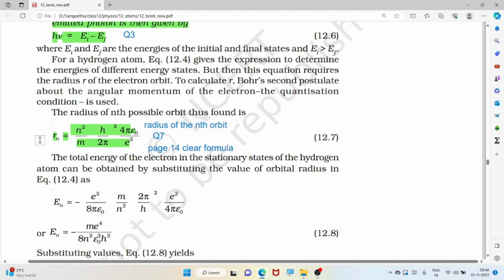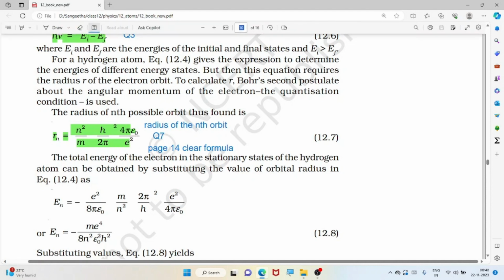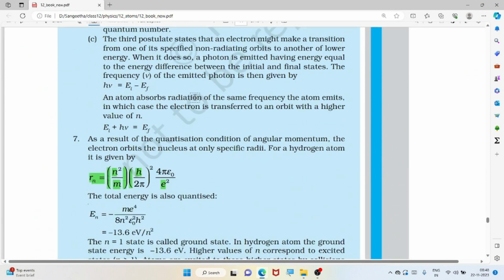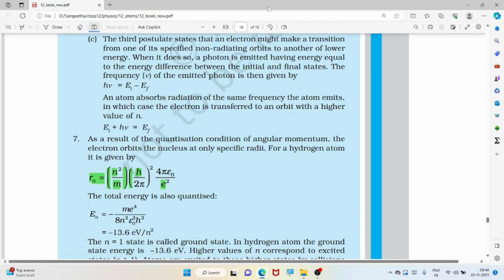Okay, this is the radius of the nth possible orbit. Actually it is not clear here, so go to page 14. See here, h by 2 pi squared, they have to put the bracket, right? The bracket is not there here. See here, they have put the bracket clearly. Okay, in this formula, the radius of the orbit.